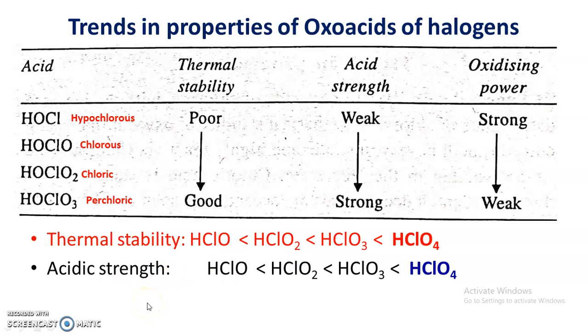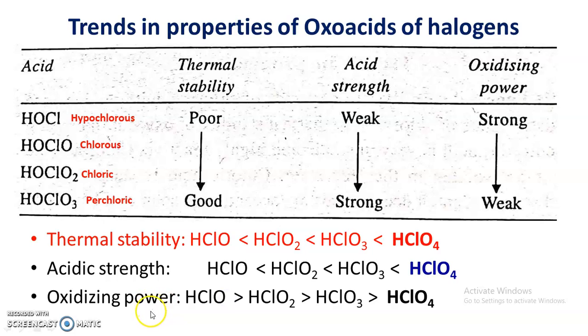The second important property is acidic strength. According to the Lowry-Bronsted theory, an acid is a substance which is able to donate a proton, and the strength of an acid depends upon the extent of dissociation to produce a proton. So from hypochlorous to perchloric acid, the ability to donate a proton increases, and therefore acidic strength increases in the order hypochlorous acid to chlorous acid to chloric acid to perchloric acid. Here perchloric acid is a strong acid, whereas hypochlorous acid is a weak acid.